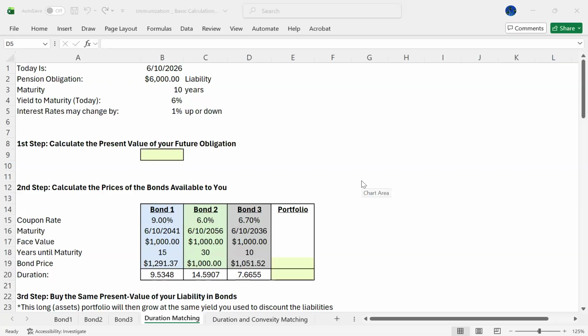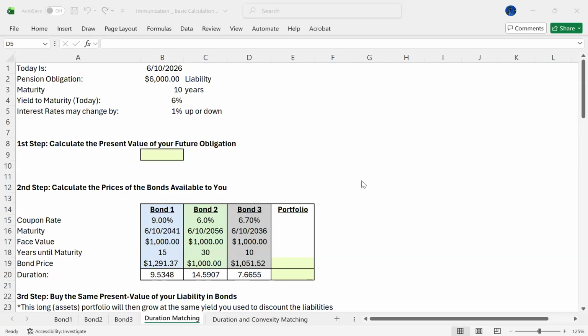Hi everyone. In this video, I'm going to walk you through one of the applications of duration and convexity, which is immunization of a portfolio against changes in interest rates, particularly if you have an obligation in the future. Then this becomes very important to ensure that the value of your assets, when you get to that point in time when obligations are due, is enough to cover your liability.